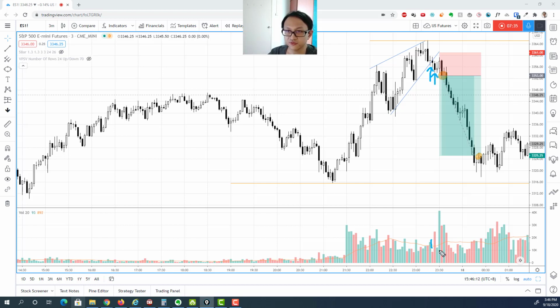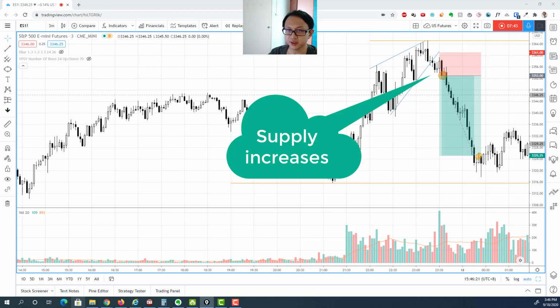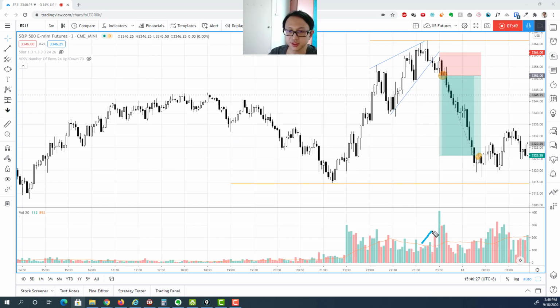So there's a follow through to the downside in terms of the price action, and we have seen the increasing of the supply. So this is the very first important thing that I would like to pay attention to. I want to see the increasing of the supply level. So that actually showed up here. And subsequently, I did not really short right into the close of this bar. I just waited for a reaction.